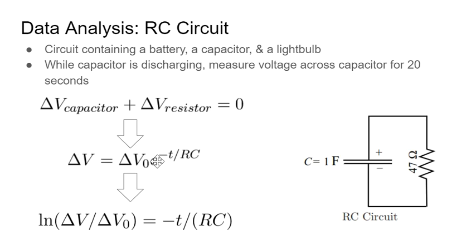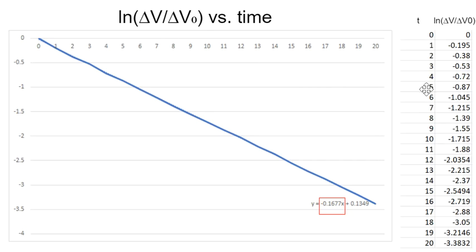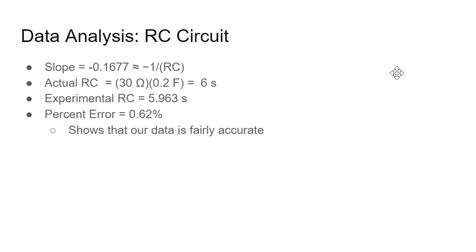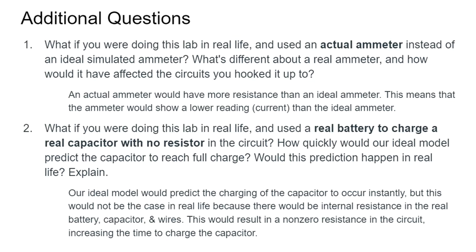And we used these equations. This was application of the loop rule, and then we did some manipulation to it. And then we graphed this, which is shown right here, for 20 seconds, and then the slope was 0.1677, and this value was approximately equal to -1 over our time constant, and so the actual time constant was 6 seconds, but the one that we got was 5.963 seconds, and so the percent error was 0.62%, which shows that our data is fairly accurate.